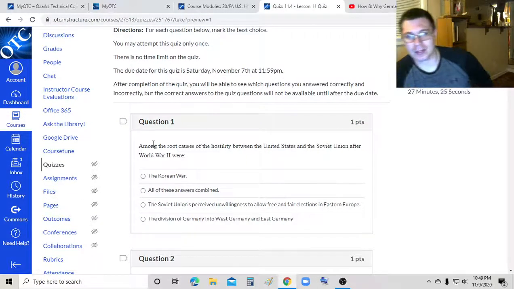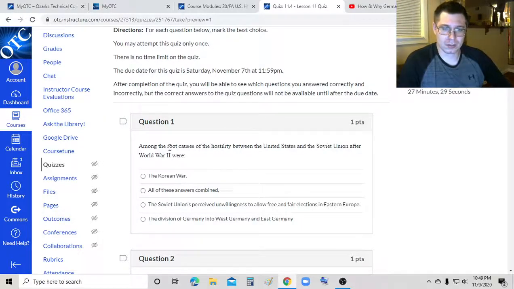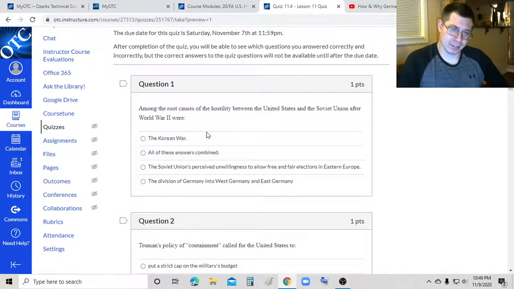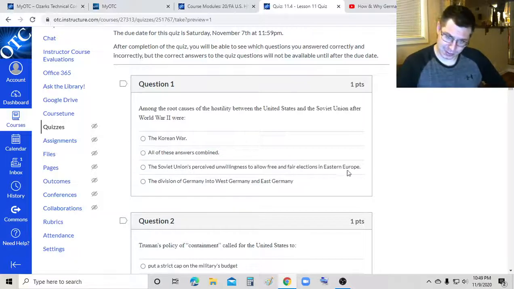So among the root causes of the hostility between the United States and the Soviet Union after World War II were the Korean War, yep. The Soviet Union's perceived unwillingness to allow free and fair elections in Eastern Europe, yep. The division of Germany into West Germany and East Germany, yep. All these answers combined, yep.